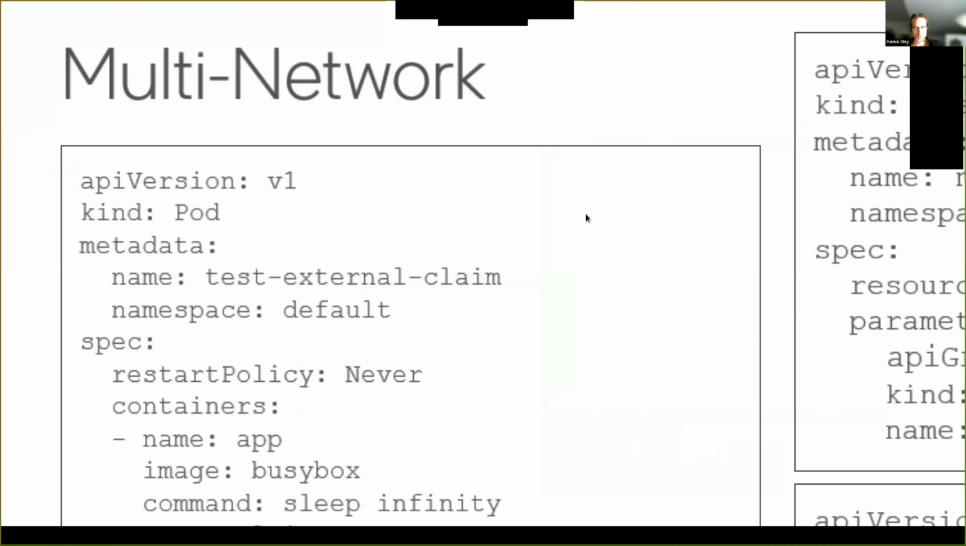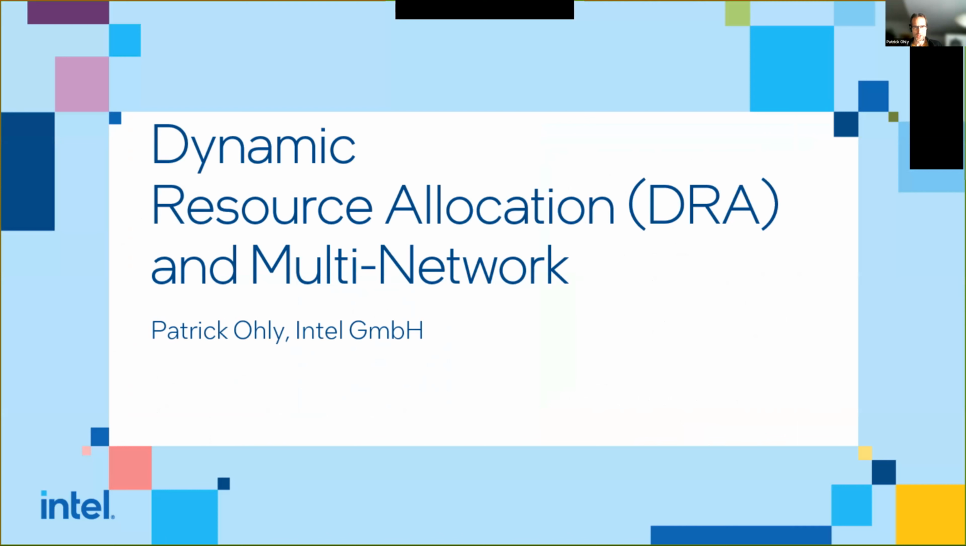There's the first slide. So yeah, this is a presentation of the general concepts and features of dynamic resource allocation, with some additional thoughts at the end, where we can spend as much time as we have on discussing how it relates to multi-network. So my name is Patrick Ohly. I work for Intel on upstream Kubernetes. I'm currently mostly focusing on dynamic resource allocation, besides some other maintainer activities that I'm also responsible for in Kubernetes.